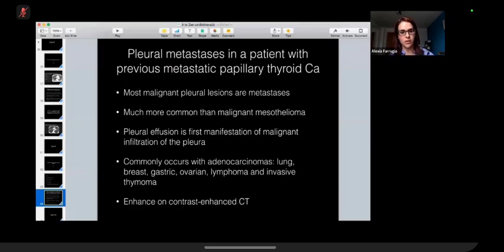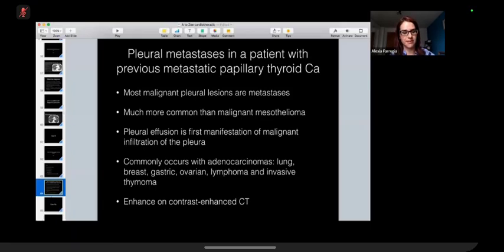This commonly occurs with adenocarcinomas: lung, breast, gastric, ovarian, lymphoma, and invasive thymoma. And these pleural deposits typically enhance on contrast-enhanced CT. So well done.